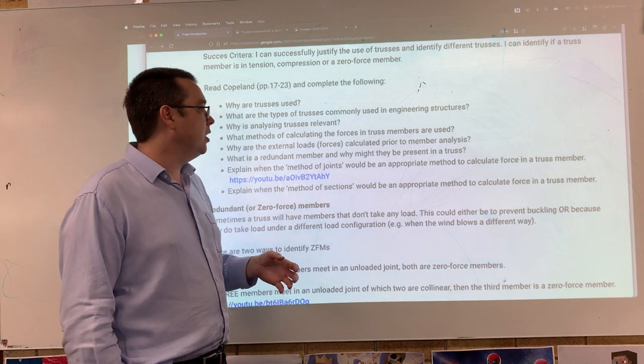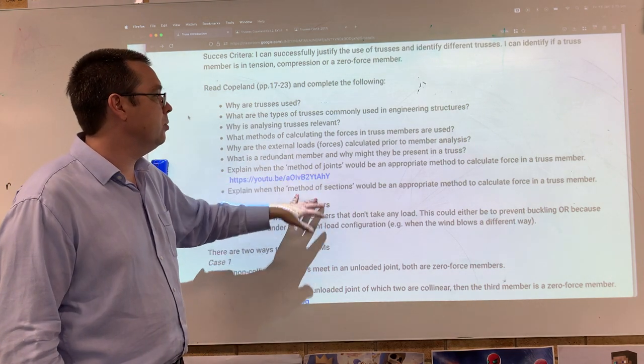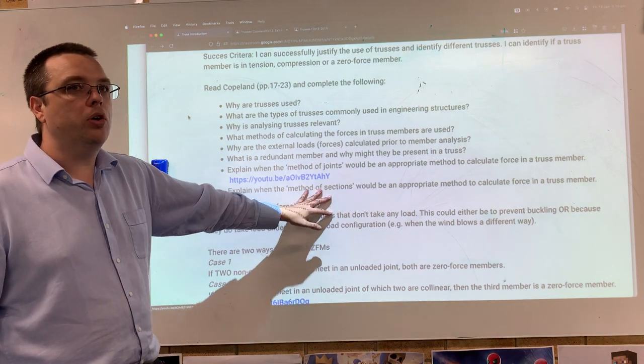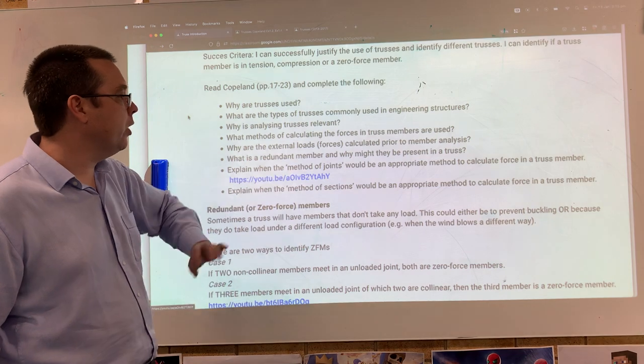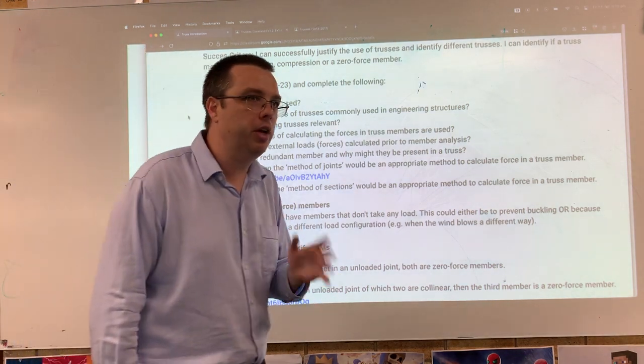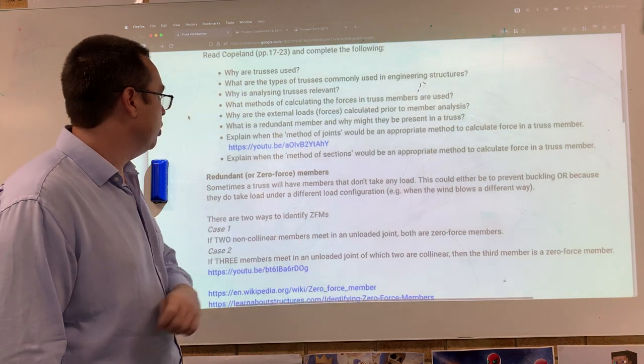Now, I think it is worthwhile for students who are looking for band six to be able to understand method of joints and method of sections. But from this point on, I'm only going to be talking about method of sections. I have a video where I solve things using method of joints, but it's very rare and I tend not to do that. Okay, so now we're going to zero redundant or zero force members.